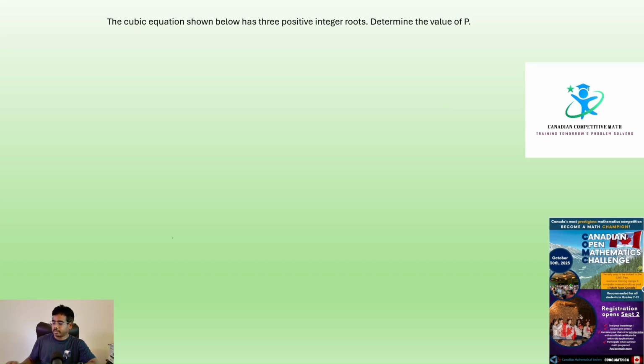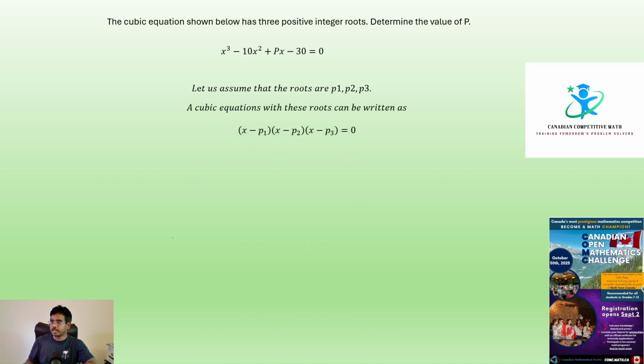So what do we have here? We have this equation x cubed minus 10x squared plus px minus 30 equal to 0. The question says that it has three positive integer roots, and let us assume that these roots are p1, p2 and p3. If a cubic equation has three roots p1, p2, p3, we can write that cubic equation as x minus p1 times x minus p2 times x minus p3 equal to 0.